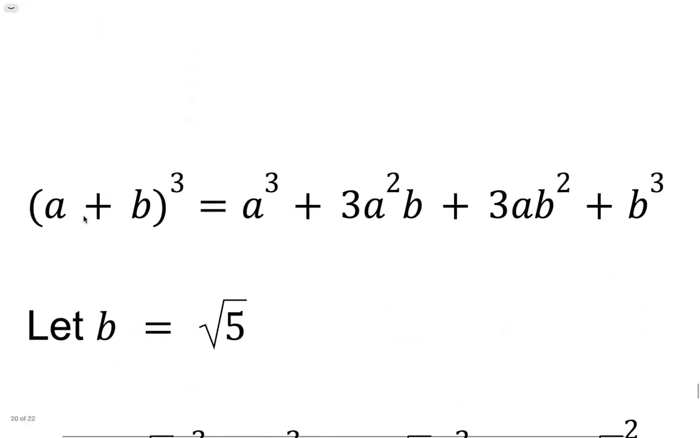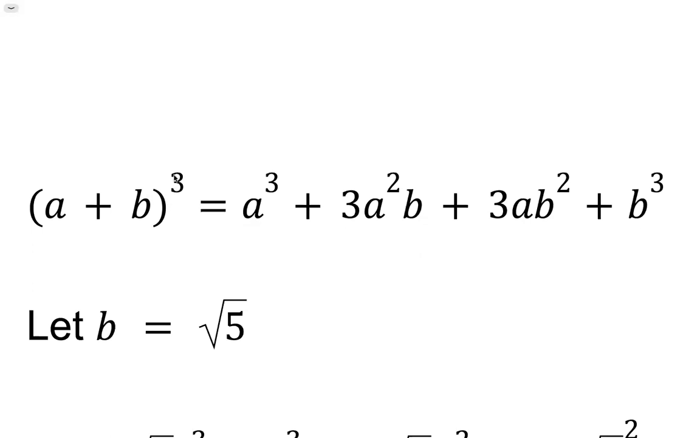Remember the perfect cube: we have (a plus b) raised to the power of 3. That's a cubed plus 3a squared b plus 3ab squared plus b cubed. Basically, this is one example of the binomial theorem. Binomial means two terms. A is one term, B is one term.